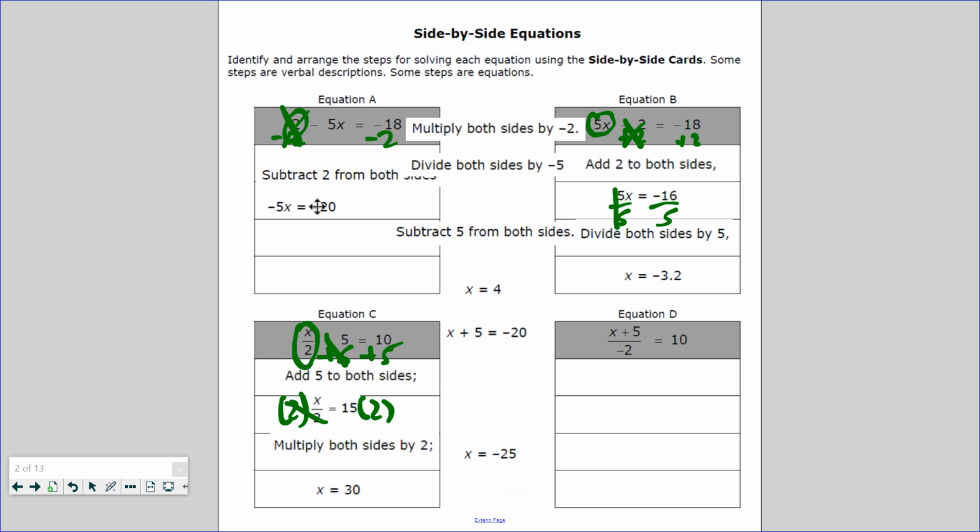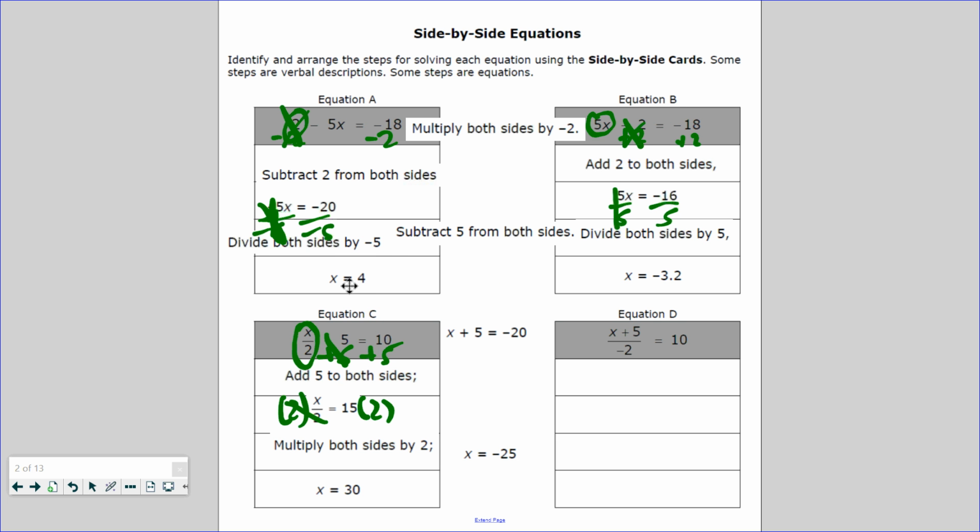That goes right here. I have 20 negatives. I need to divide them among the 5 negative x's. So divide both sides by negative 5. This cancels out. And what's 20 divided by 5? 4. The opposite of a negative is positive, so it's x equals 4.